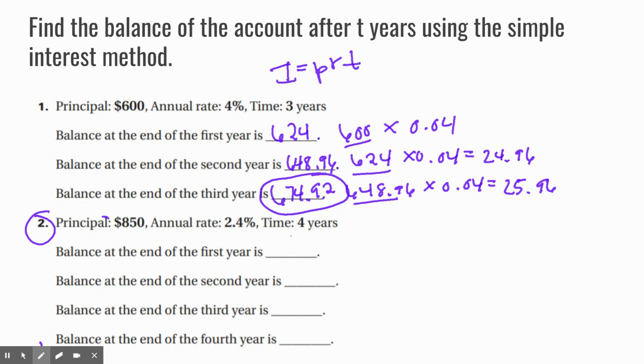Guys, at home, are you guys listening to me? Are you guys doing these problems? Yeah. So what do you guys get for year one? I don't know if this is correct, but 868.19.